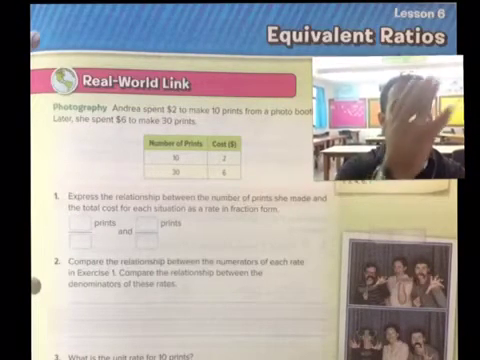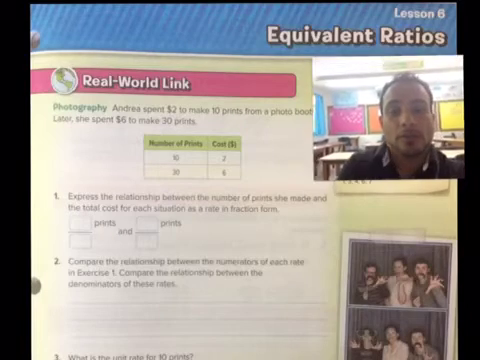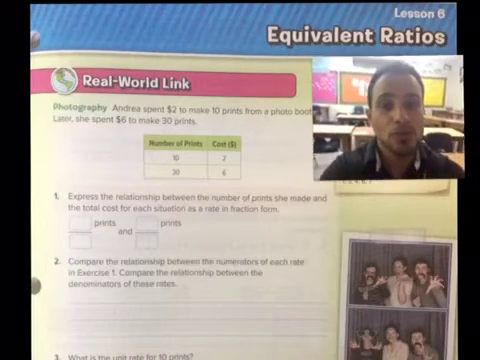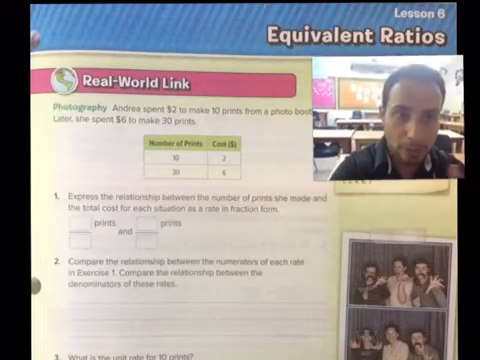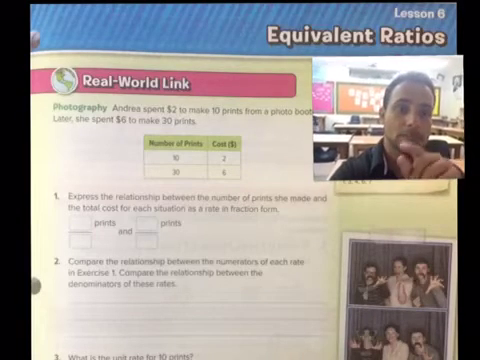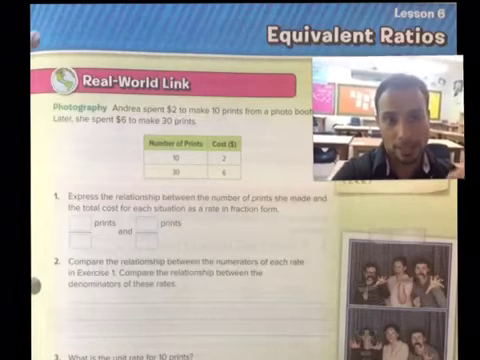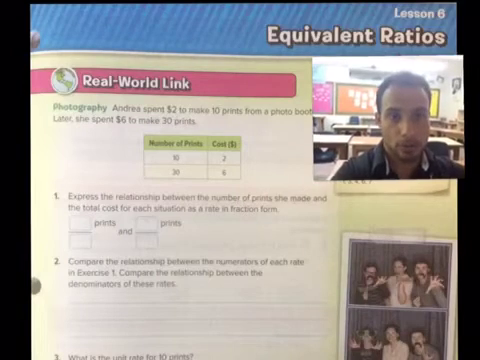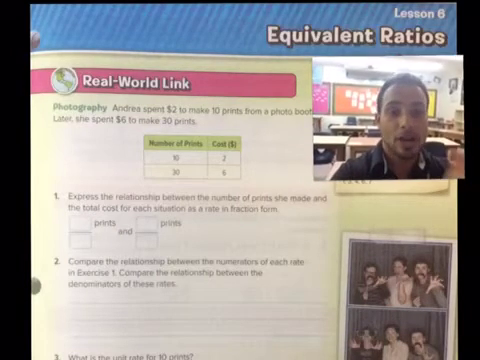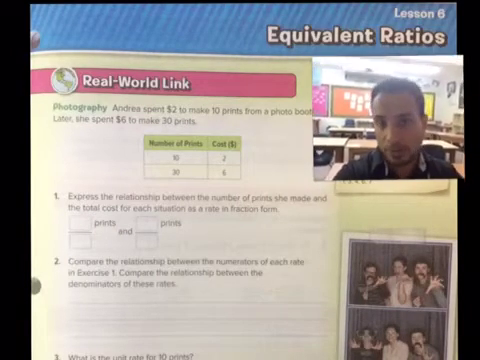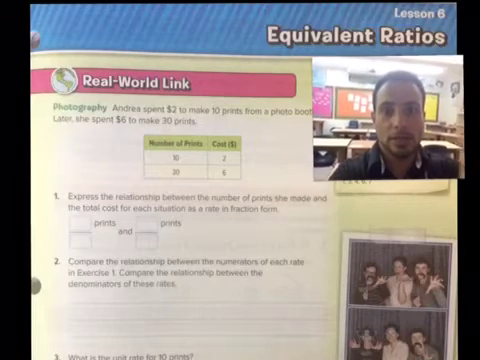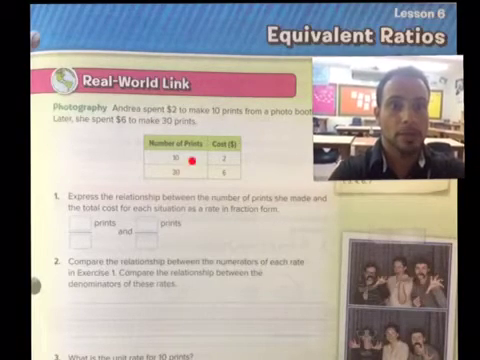Now, equivalent ratios, this is what we've been working on for about 3 weeks now. If you know proportional relationships, the way we were doing 1 over 2 is the same as 2 over 4, and it continues on, or 3 over 6, those are equivalent ratios. They're equivalent fractions.